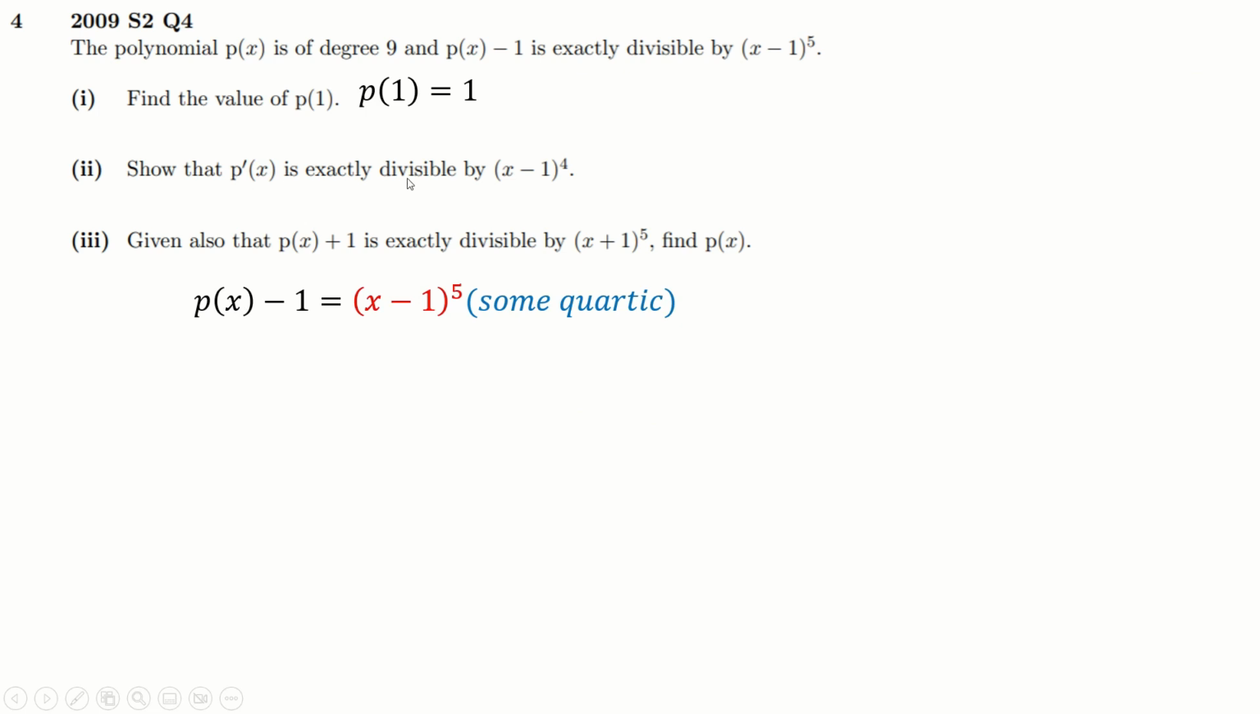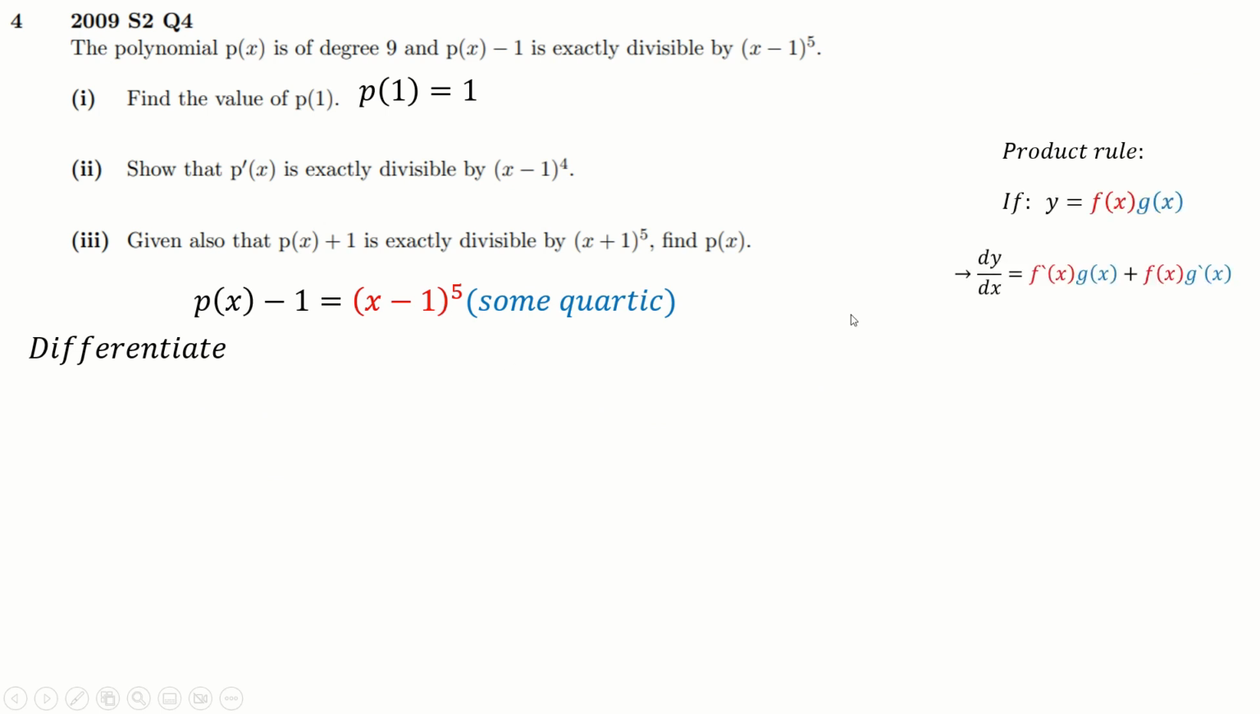Show P dash of x is exactly divisible by this. So we're just going to differentiate this. This will involve some product rule. I can do this without knowing what this quartic is. And you'll see why, because all I need to do is differentiate. I mean, this is product rule, right? You differentiate one, leave the other, differentiate the other, leave the other alone.